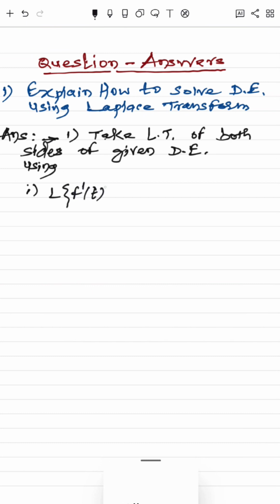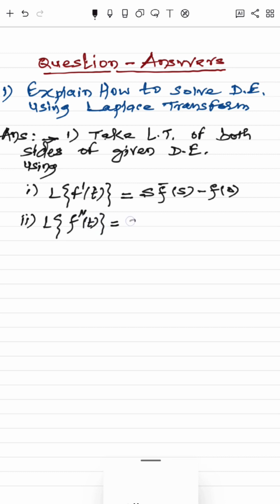Number 1, Laplace of first order derivative is s f bar of s minus f of 0, where f of 0 is the value of that function at t is equals to 0. Second, Laplace transform of second order derivative is s square f bar of s minus s f of 0 minus f dash of 0.